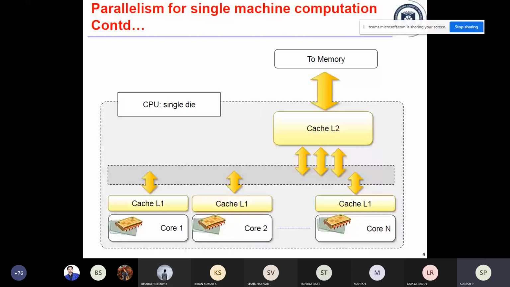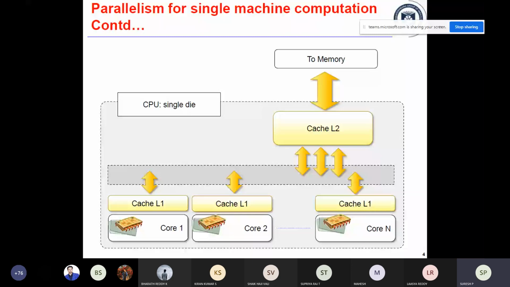So what does that mean? Can anyone tell the answer? What do you mean by 2.4 gigahertz? What does that frequency correspond to? If any processor is defined with some frequency, what is it telling us? If the frequency is 2.4 gigahertz, what does it tell?